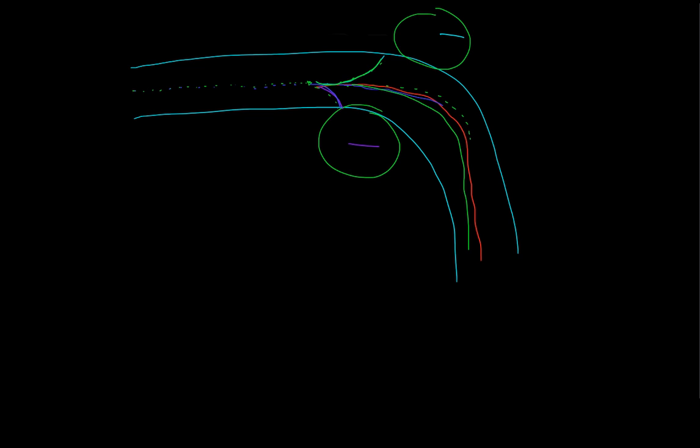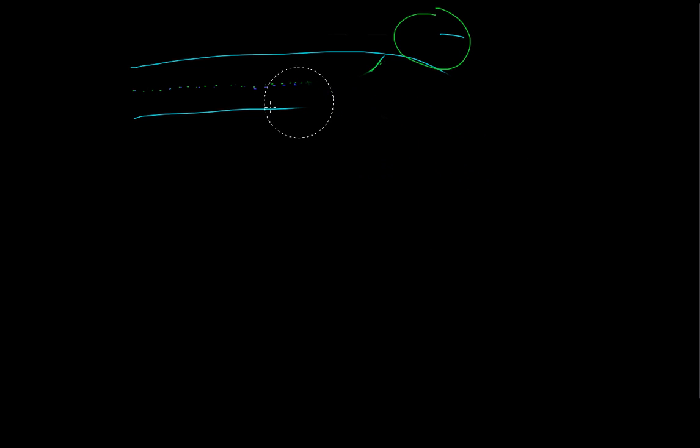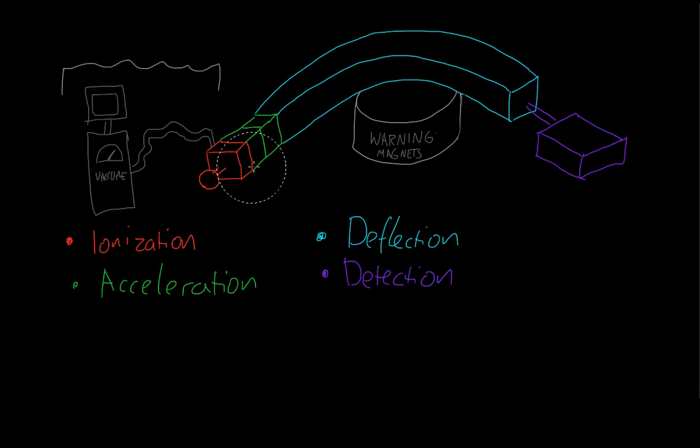So when we are able to change the direction of the ion beam, we can aim it into the detection chamber. Let's just go back up here and see what I was talking about. So here is where the ionisation happens. It's accelerated and then it is bent down into the detection chamber.